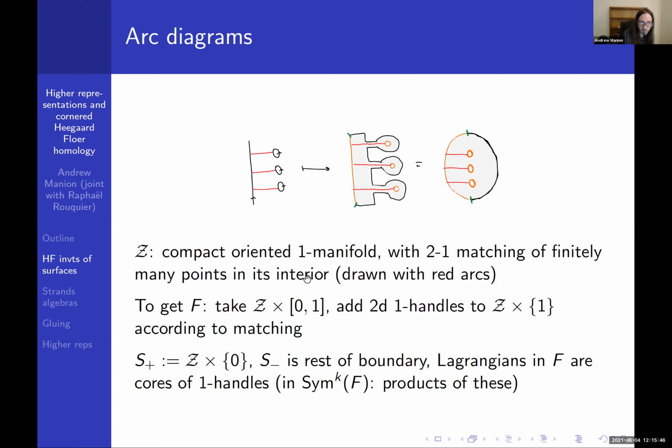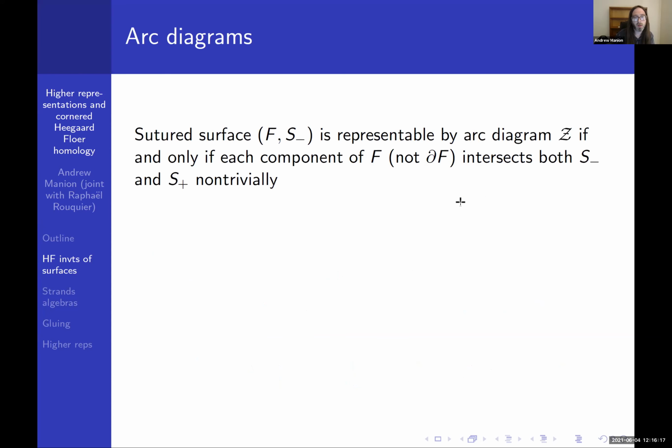So this is how you get the sutured structure. And now if I want to say I have Lagrangians in the symmetric product, it's just then all k-fold products of k of these different arcs. So once k equals 4, there's no 4-fold products of these 3 different things. So it's sort of part of this theorem that in this case, for instance, Sym^4 and higher is equivalent, that derived category is equivalent to 0. Okay, but this is how an arc diagram represents a sutured surface.